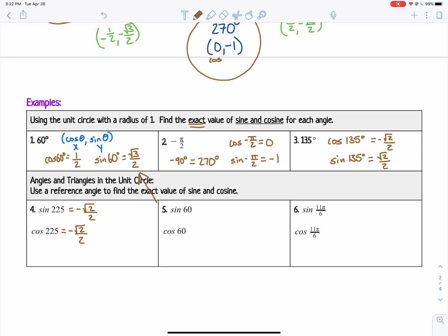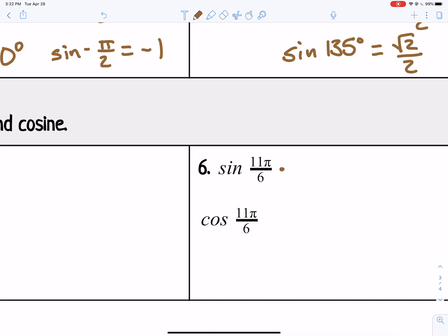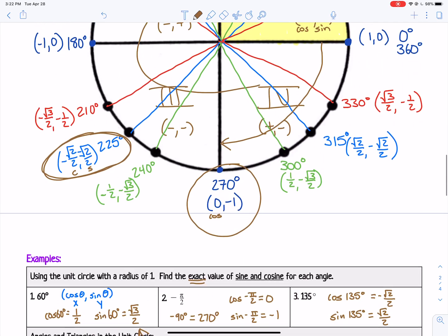Let's look at number 6. Number 6 says sine of 11pi/6 and cosine of 11pi/6. I'm just going to review converting for a minute. If we want to convert this into degrees, remember put pi on the bottom so it'll cancel out, and put 180 at the top. So we would say 11 times 180 is 1980, divided by 6, which gives us 330 degrees. So then we could find sine of 11pi/6, which is equal to 330 degrees.